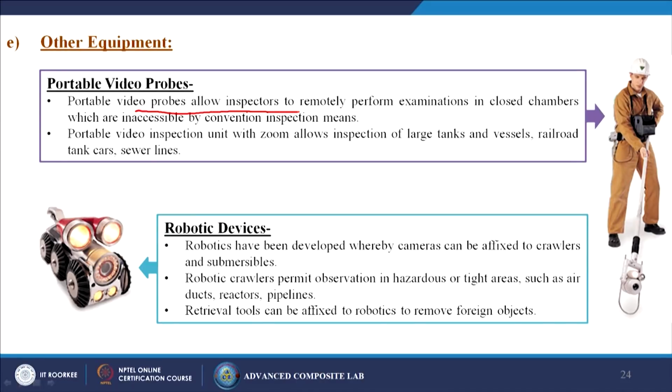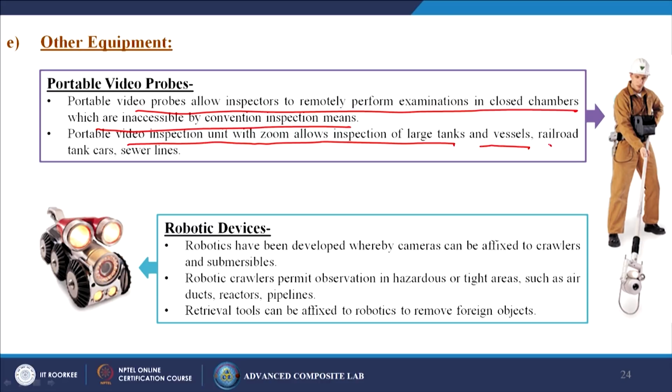Other equipment like portable video probes. Portable video probes allow inspectors to remotely perform examinations in closed chambers which are inaccessible by conventional inspection means. Portable video inspection unit with zoom allows inspection of large tanks and vessels, railroad tankers and the sewer lines.